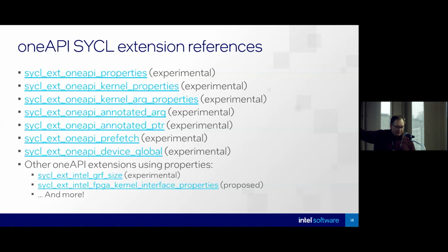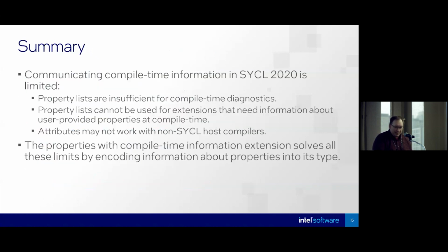So here's a list of a bunch of the ways we've been using it that I mentioned, and there's a whole lot more as well. You can use this as a way to give information about the amount of registers you want available to your kernel. There's a whole list of things that are FPGA specific that I won't get into. So I encourage people to go check this out and let us know other useful things that you think really need to be encoded at compile time.